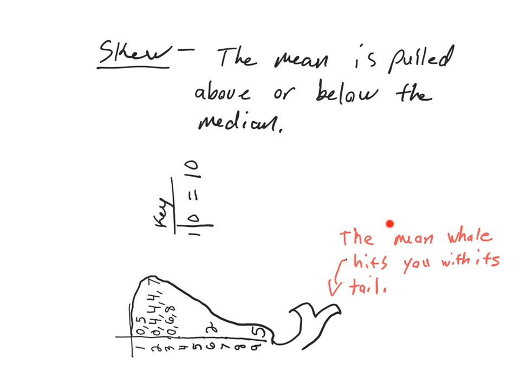Knowing that the mean whale hits you with its tail is going to come up later, when we talk about distribution and any number of other things. It's important to know whether it's a left skew, a right skew, or a symmetrical distribution. And since I've brought those up, let's do just a little bit of vocabulary.